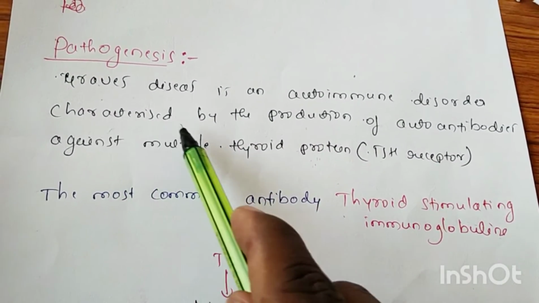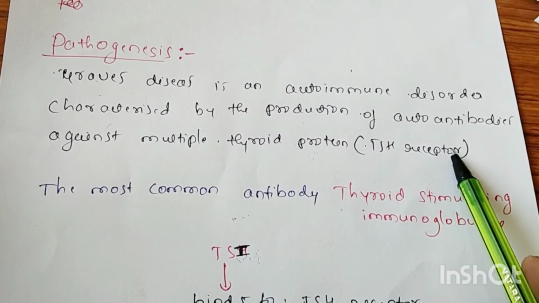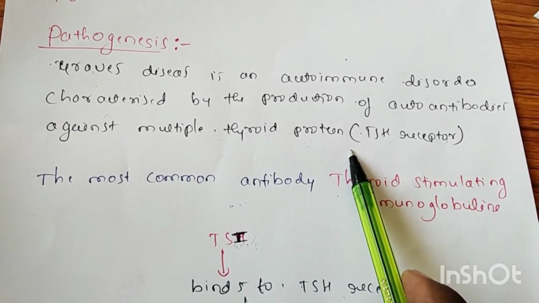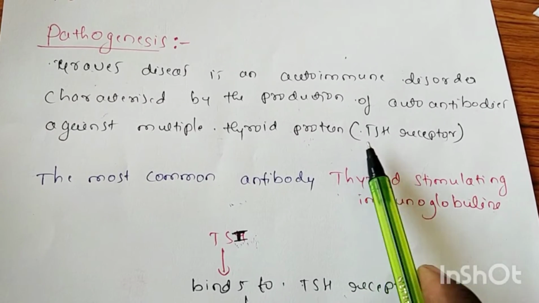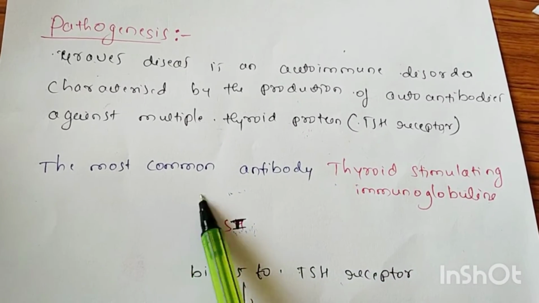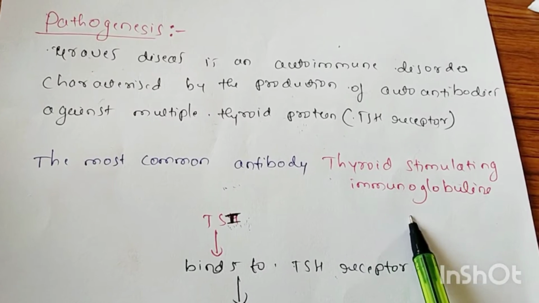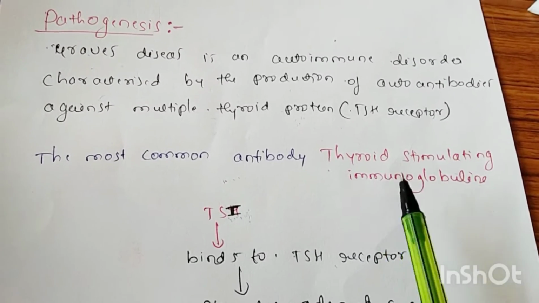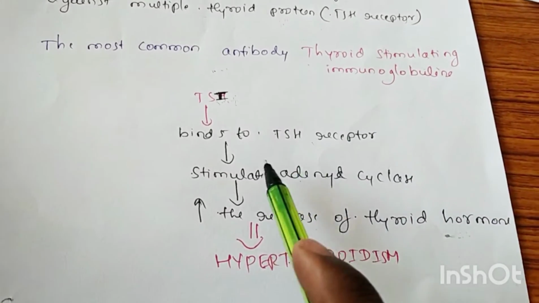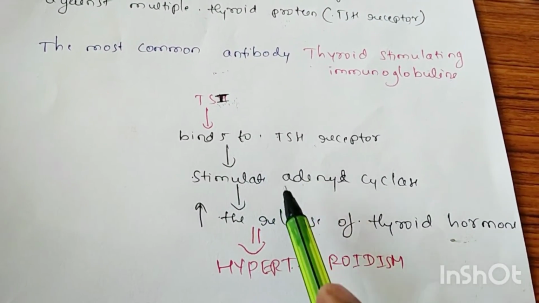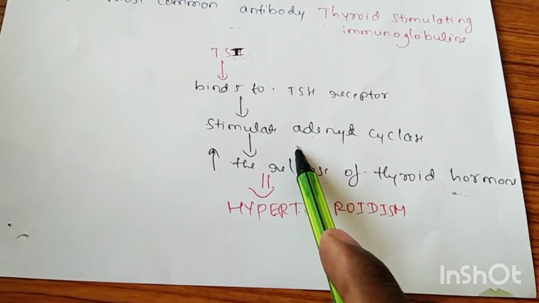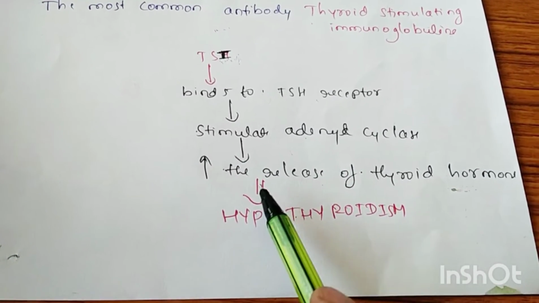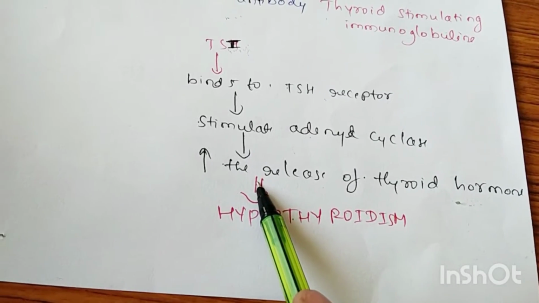characterized by the production of autoantibodies against multiple thyroid proteins. The thyroid protein is the TSH receptor. The most common antibodies are thyroid stimulating immunoglobulins. What do they do? They bind to the TSH receptors and stimulate the adenyl cyclase and increase the release of thyroid hormone, thereby causing hyperthyroidism. Hyperthyroidism is the feature of Graves' disease.